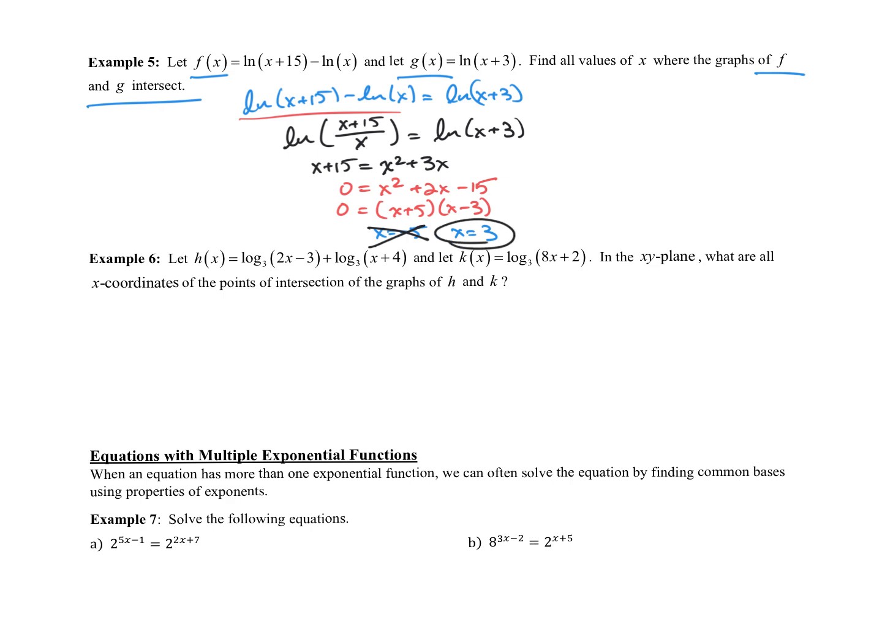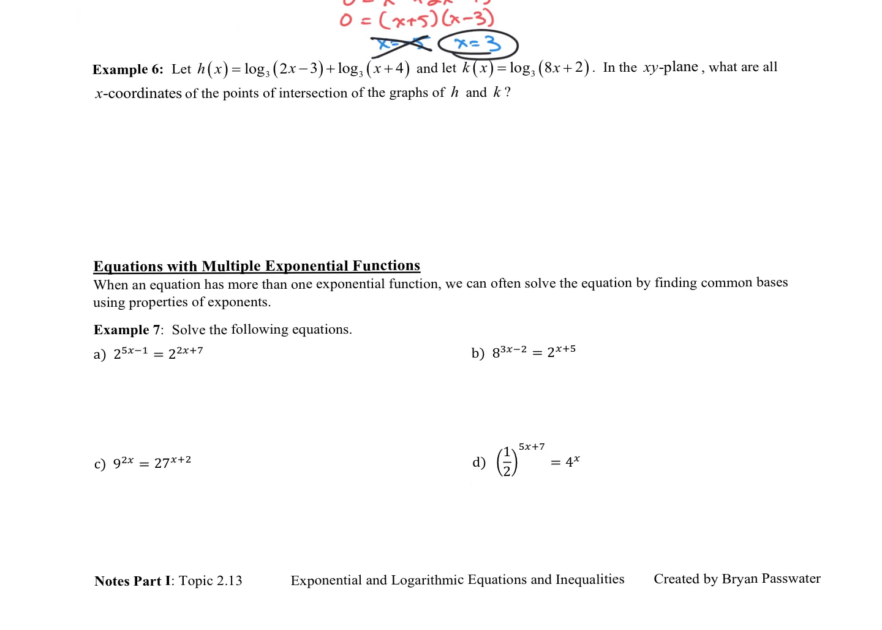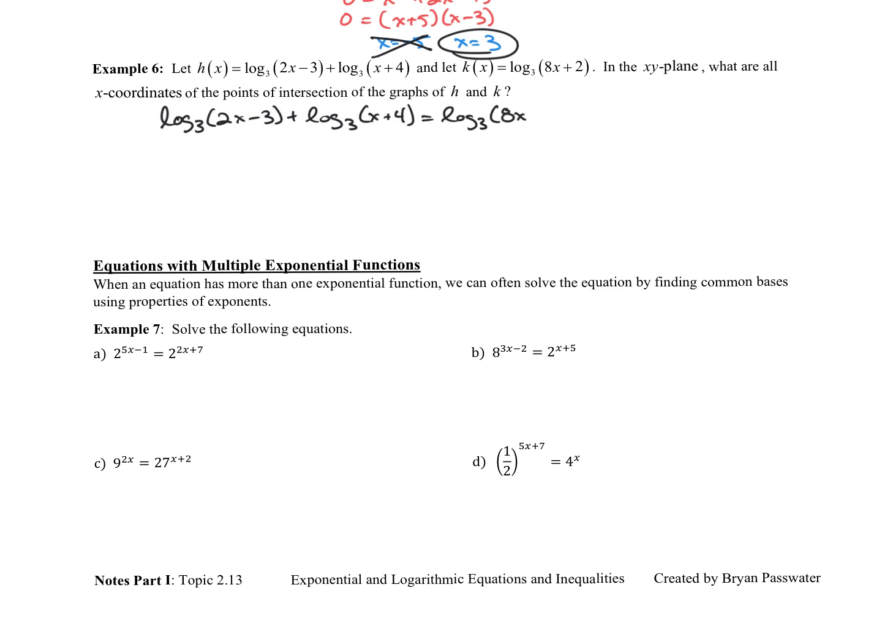All right, let's do it again. And so now I have h of x equals that, and k of x is equal to that. What are the coordinates of the points of intersection of h and k? Again, what do I do when I try to find intersections? Set them equal. So now I have log base 3 of 2x minus 3 plus log base 3 of x plus 4 is equal to log base 3 of 8x plus 2.